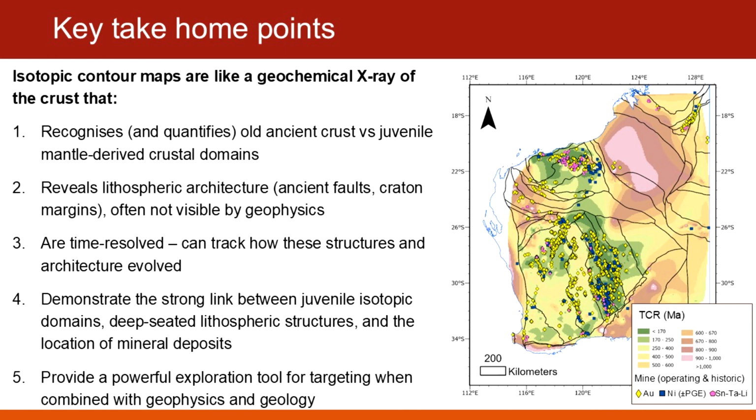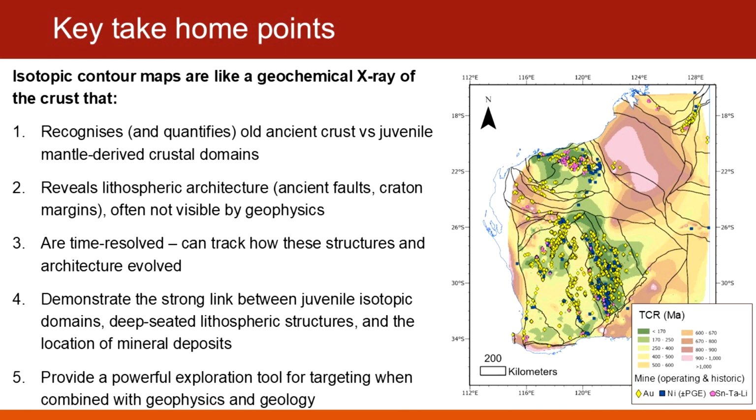So you can see some of these different isotopic domains align quite nicely with major cratonic or terrain boundaries. And they reveal things like ancient faults, craton margins, and also things that we might not be able to see by current day geophysics. The important things about these, which I'll show towards the end of my talk, is that they're time resolved, so we've got an age component to them. We can actually do time slices and track how these structures and the lithospheric architecture evolved with time.